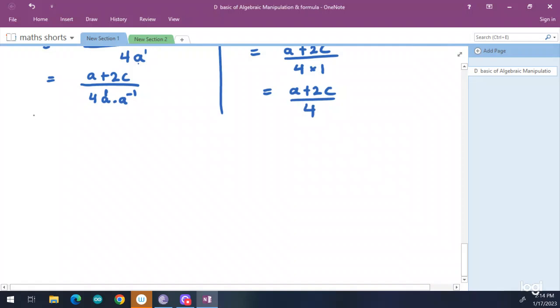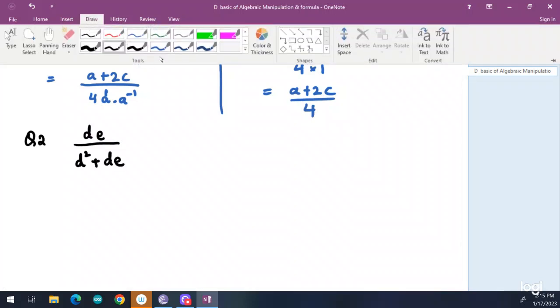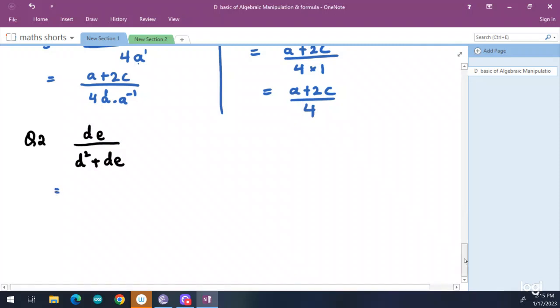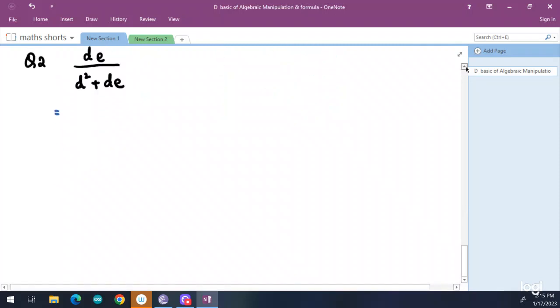The question is question number 2. The question is d e over d square plus d e. So this is the question. You can see we have two variables. You can see on the numerator you have two variables multiplying with each other. D and E both are multiplying with each other. Here the variables are adding.